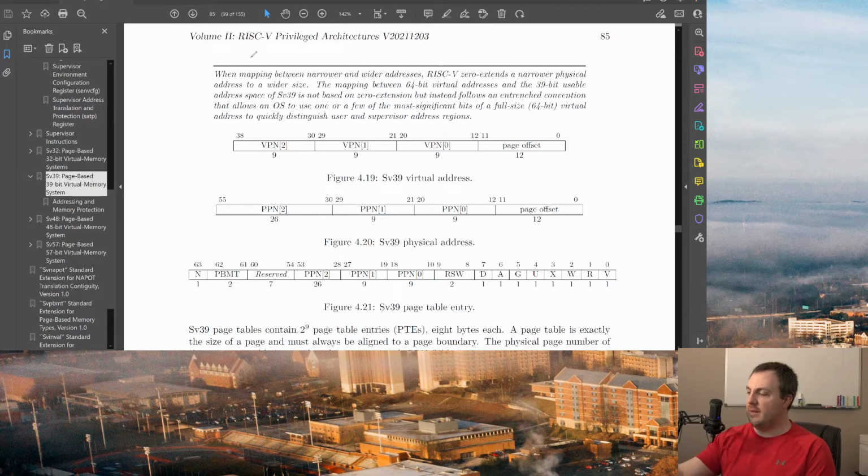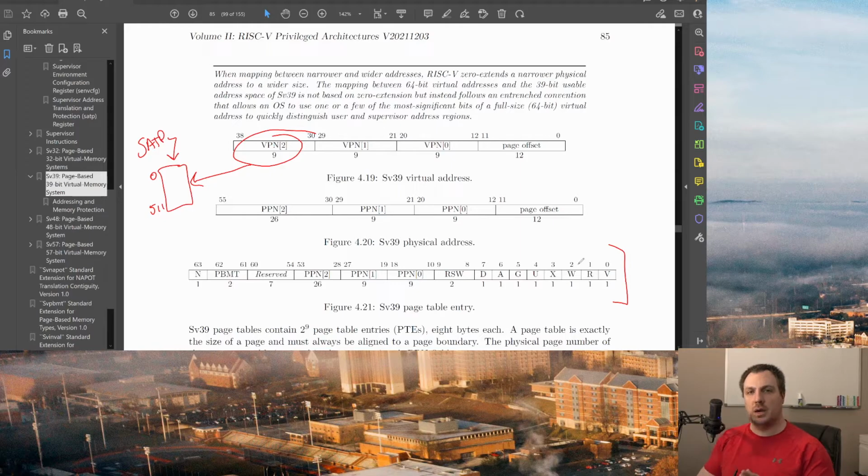So if you have a leaf at level 2, remember the page table is pointed to by the SATP register, and it points to the level 2 page table, and this has 0 through 511. Once again, VPN 2 is going to point to which one of those entries we have. And whenever we dereference that entry, remember, if we have XWR set to 0, that means we're going to go to the level 1 page table.